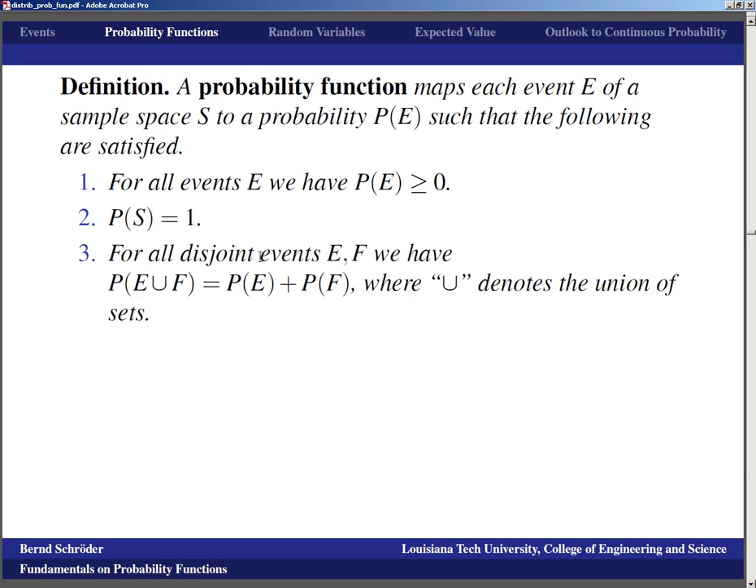And then for all disjoint events, E and F, we have that the probability of the union of the two events is just the sum of the individual probabilities, where the union denotes the union of sets.